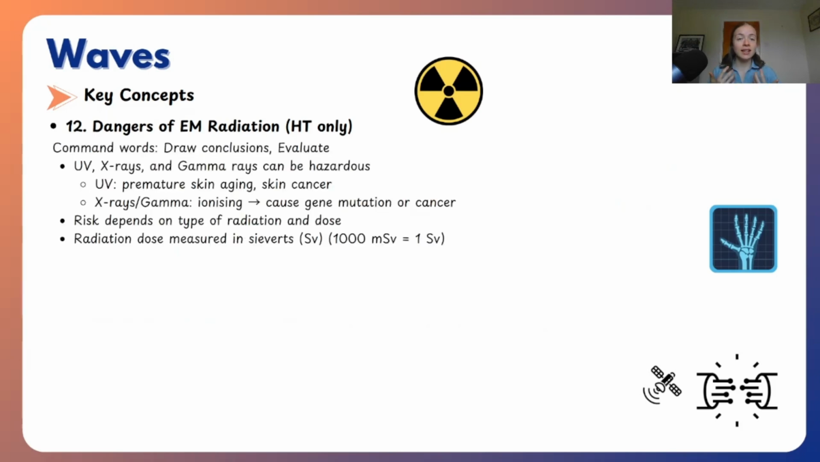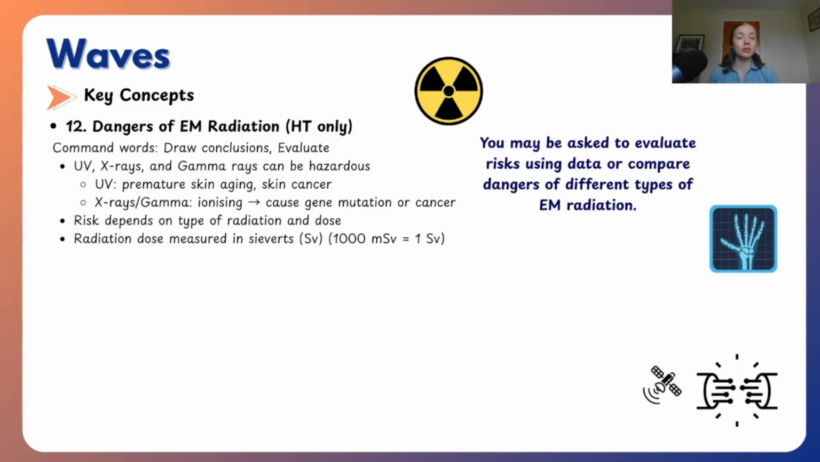So that includes the idea that UV, X-rays and gamma rays can be hazardous. So UV light can cause premature skin aging and skin cancer, which is why it's important to use sun cream, for example. And X-rays and gamma rays are ionizing, which means they can cause gene mutations or cancer. The risk of these depends on the type of radiation you're exposed to as well as the dose. And you also need to know, in relation to P4 actually, that radiation dose is measured in sieverts. So you may be asked to evaluate the risks using data or compare different types of EM radiation and the dangers from each of them.